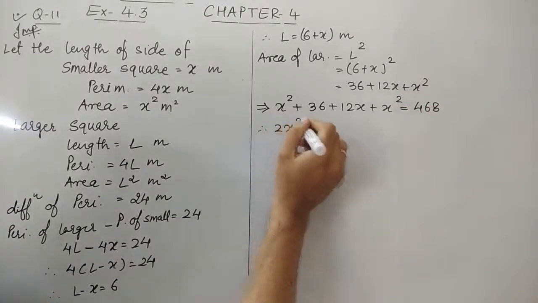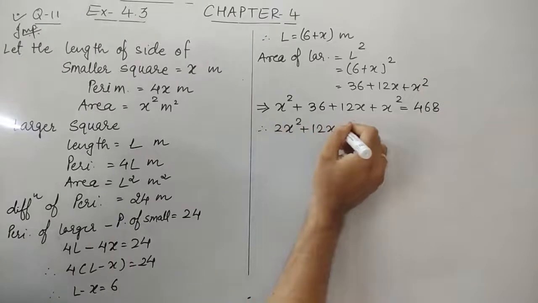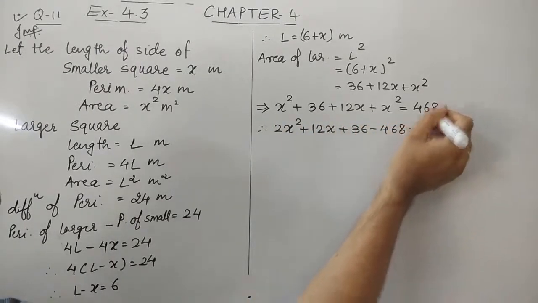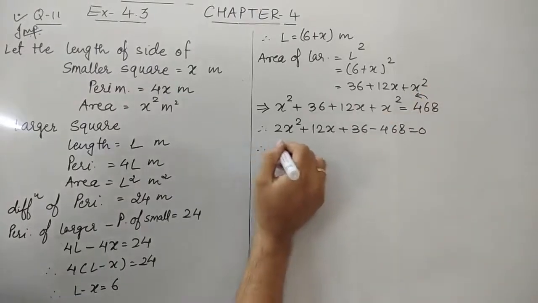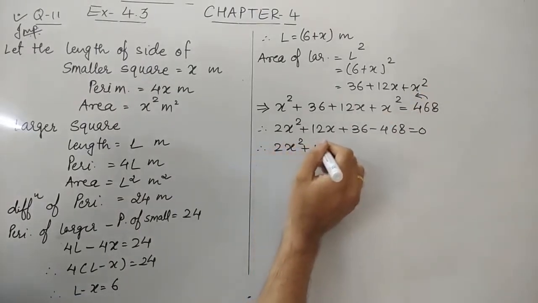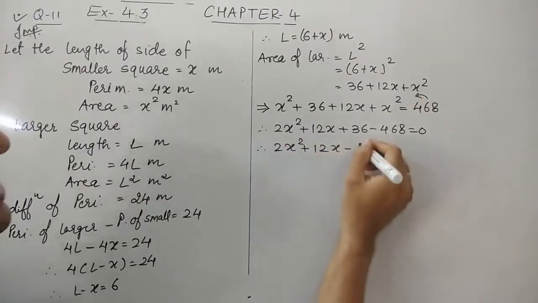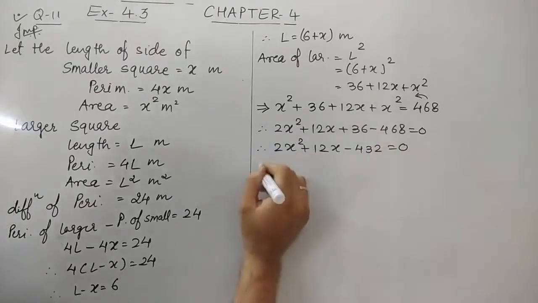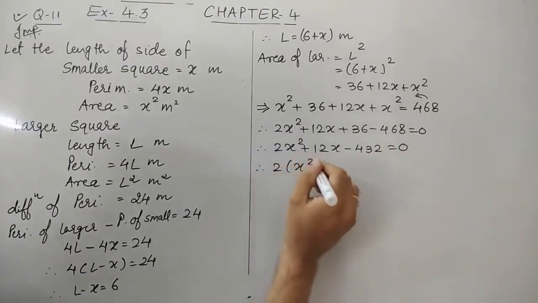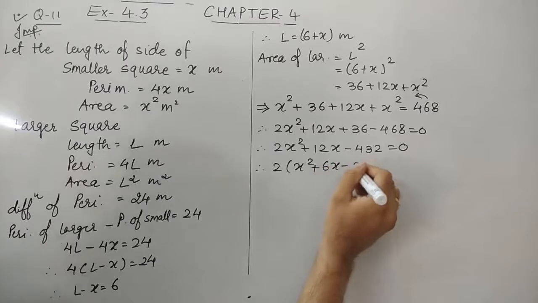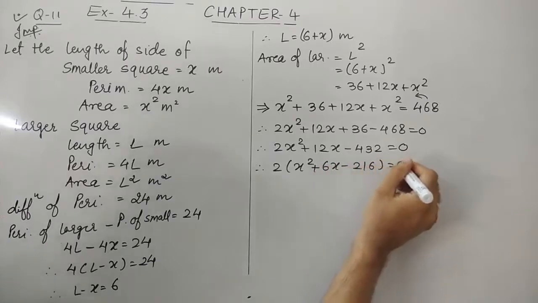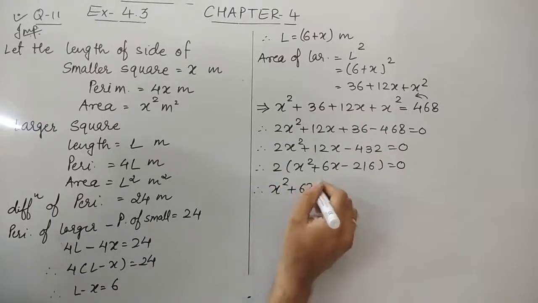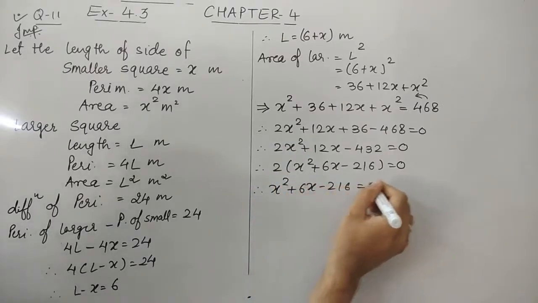So let us simplify. x square plus x square is 2x square plus 12x plus 36 minus 468. I have taken this to the left hand side. So we got 2x square plus 12x minus 432. We can observe that 2 is common. So that is x square plus 6x minus 216. When I take 2 to the right hand side, it goes in the denominator of 0. So it must be 0.